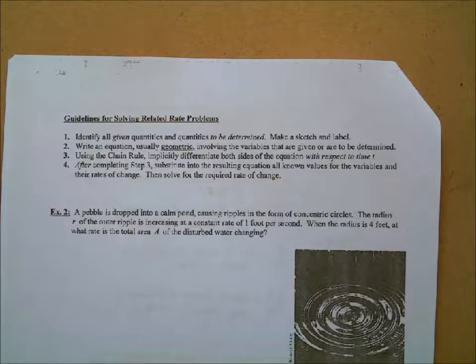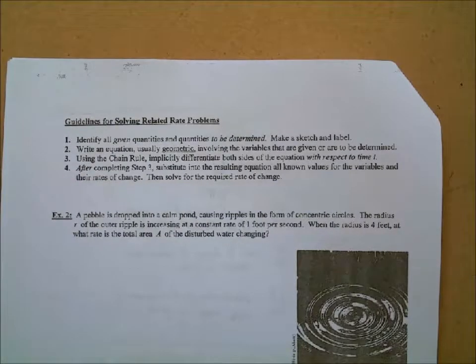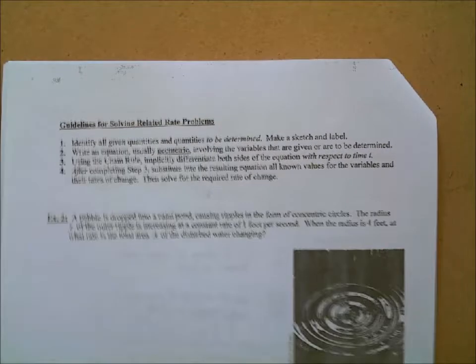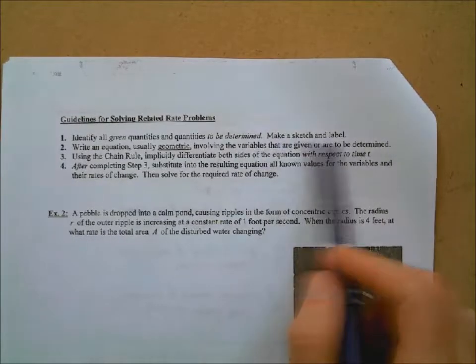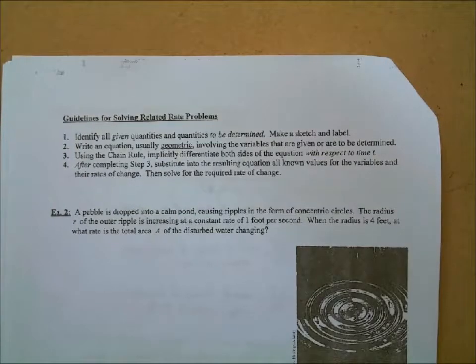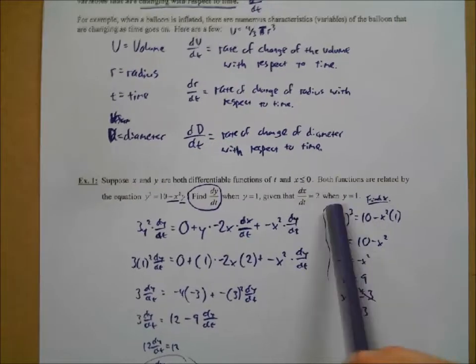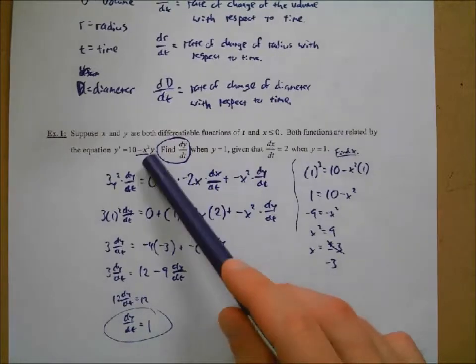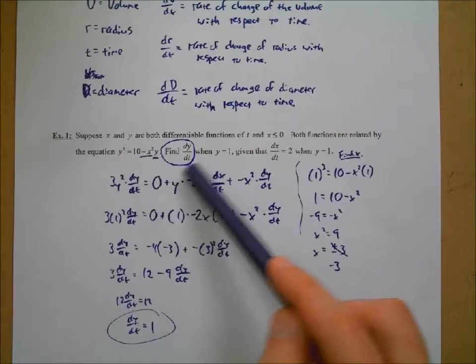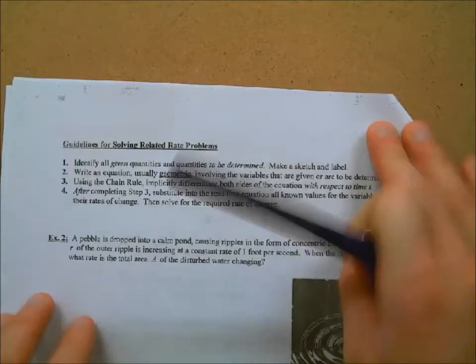So first thing we're going to do, and we kind of did this already, we're going to identify all the given quantities, and then also the quantities to be determined. It's potentially helpful to make a sketch also and label it. That can be helpful sometimes. So here we already had some given quantities: y was 1, dx/dt is 2. We also highlighted what we were trying to find, the quantity to be determined, dy/dt. Okay, so we did that.